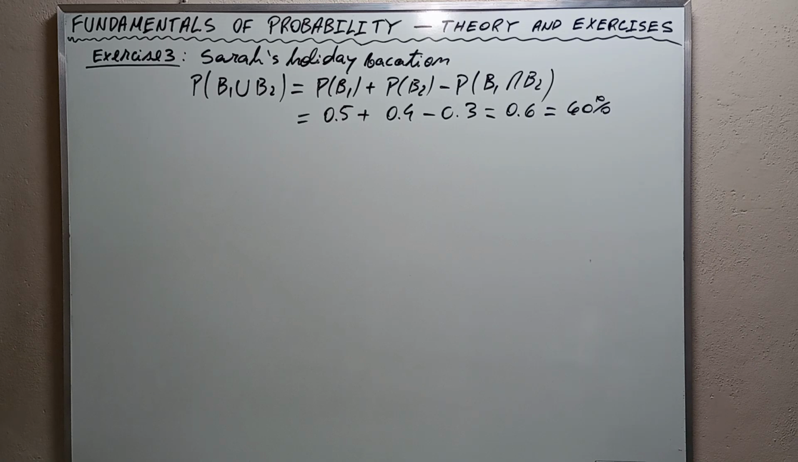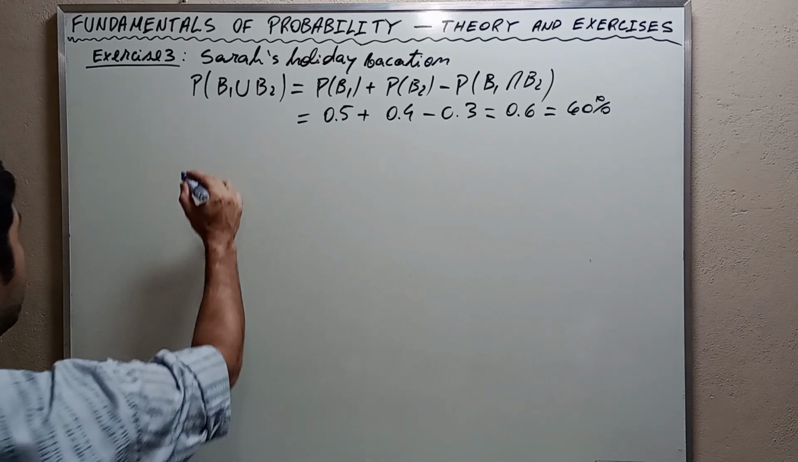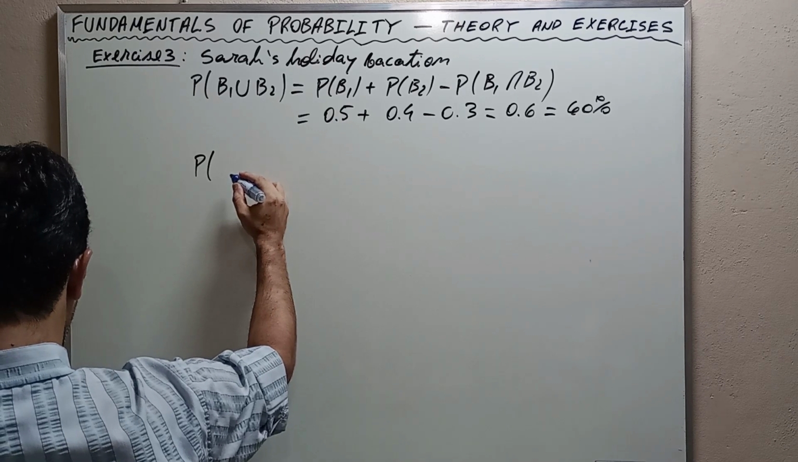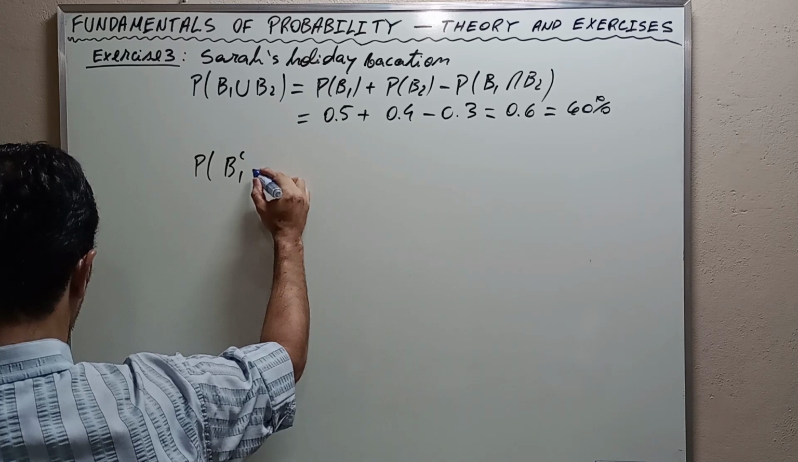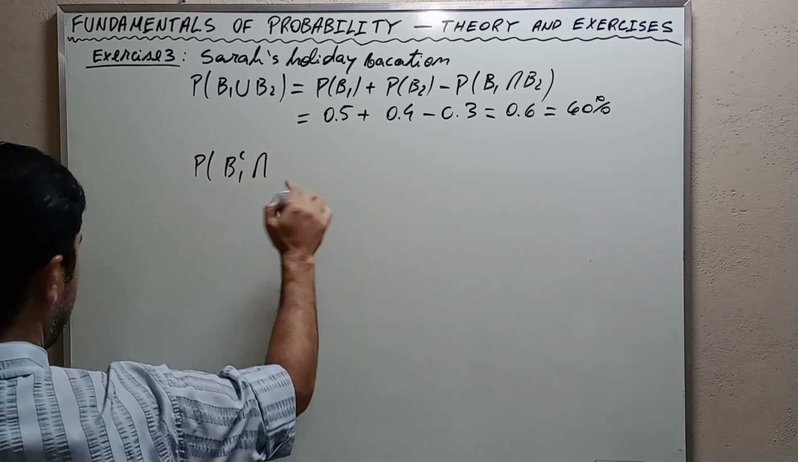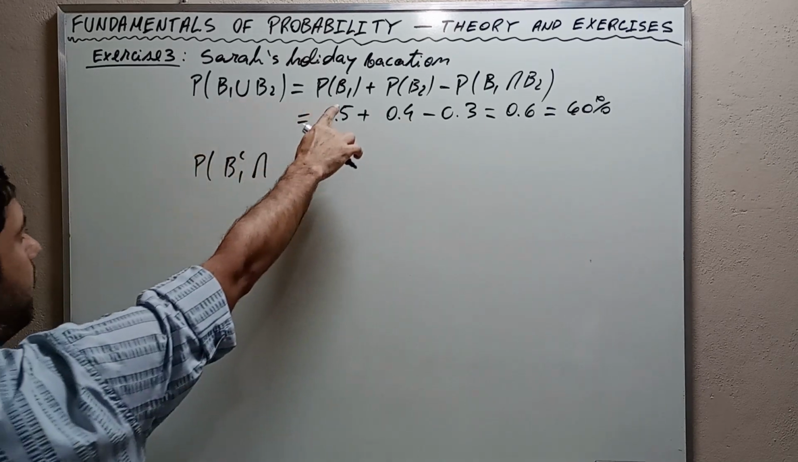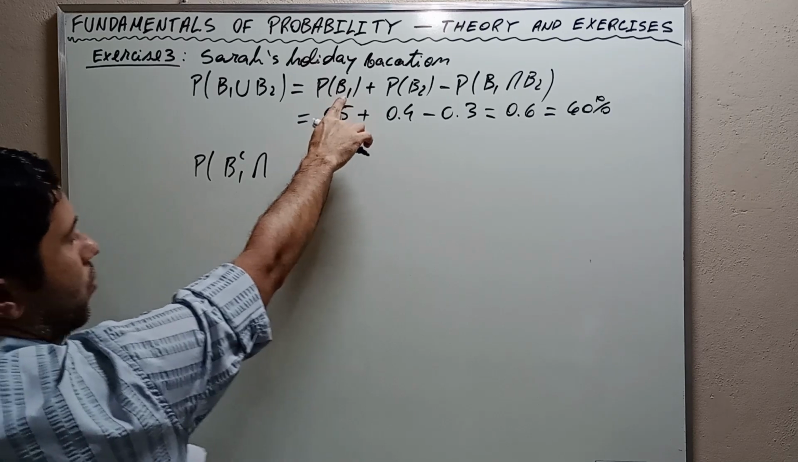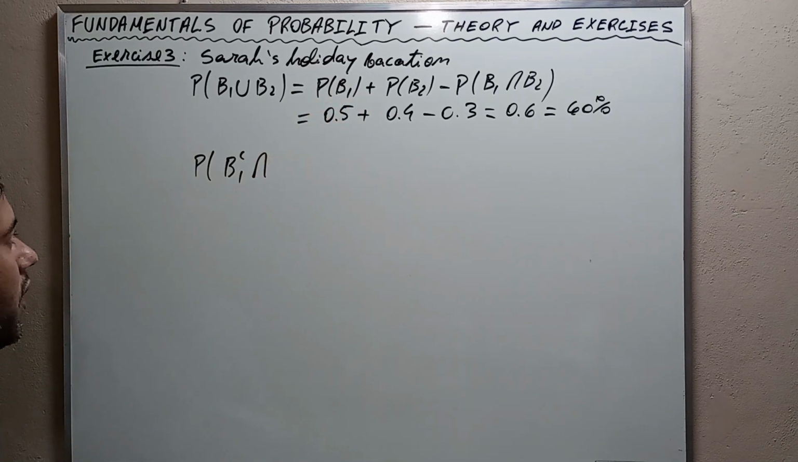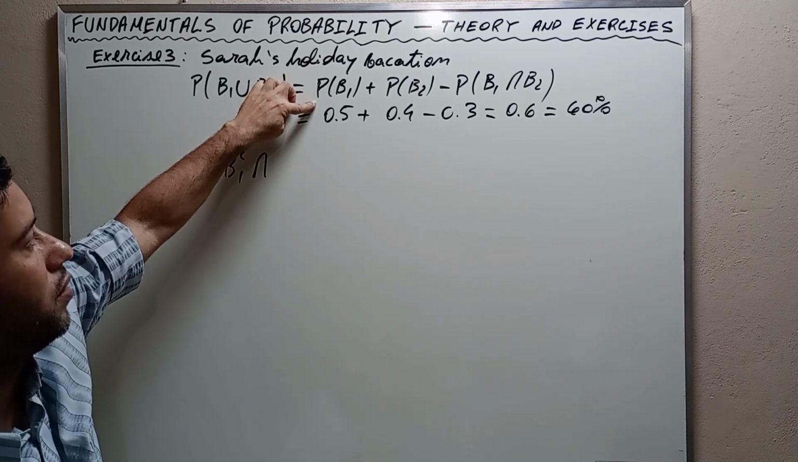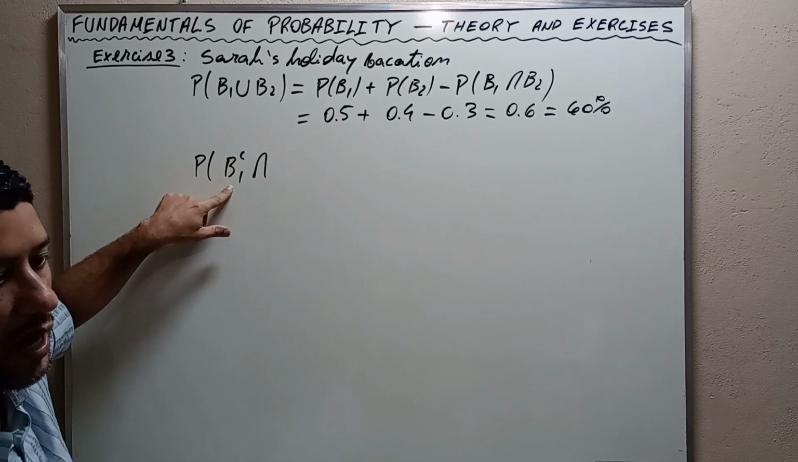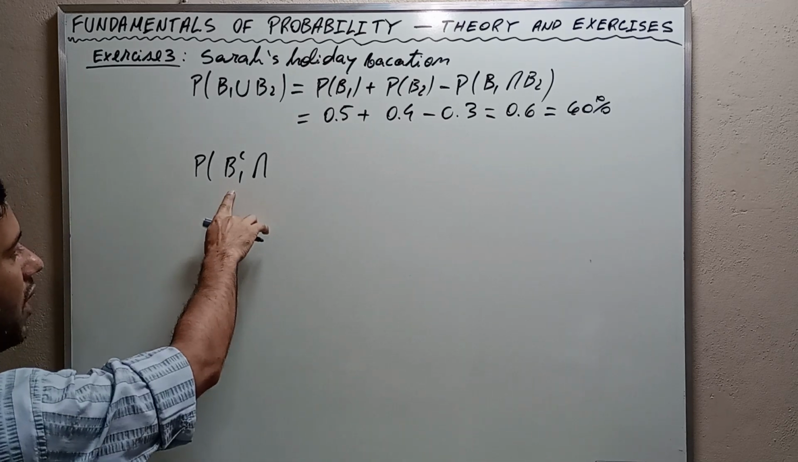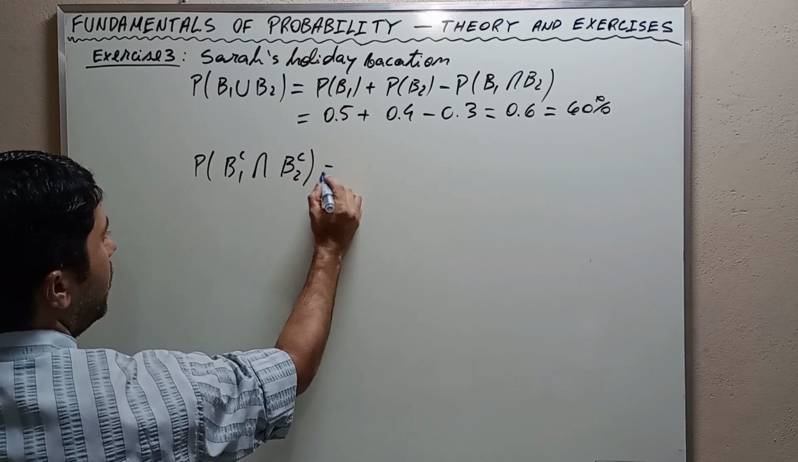And since the event of Sarah liking neither book is the complement of the event of her liking at least one of them, we obtain that the probability of Sarah liking neither book, okay, we are going to represent this in this way, the intersection of her liking neither of them, okay, because the probability of her liking book 1 is P of B1, okay, the complement of this is not liking book 1, okay, so this is the probability of her liking book 1, and the complement is of not liking book 1, okay, and the intersection of her not liking book 1 and not liking book 2 is what we want.